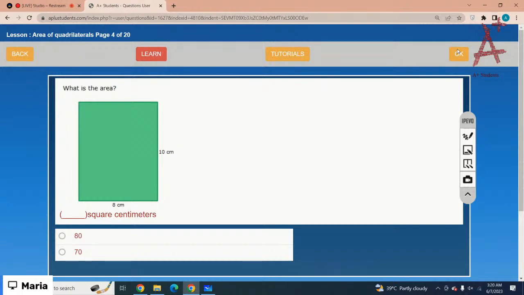What is the area? You have to do length times width. So you have to do 10 times 8. So the correct option is 80. The area of the shape is 80.